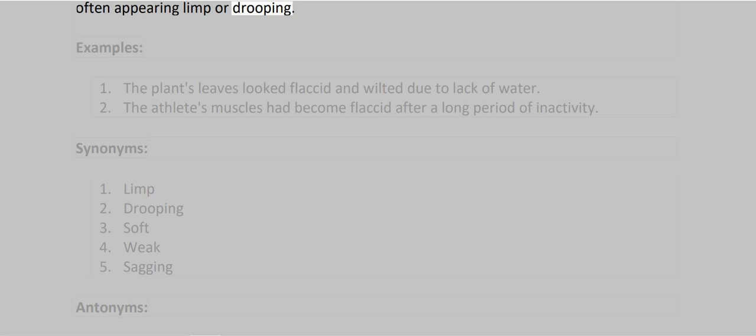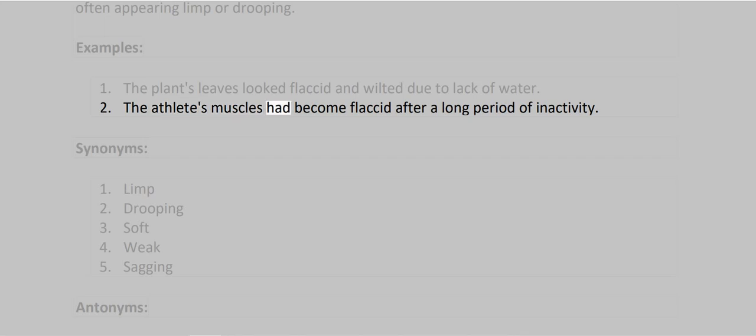Flaccid is an adjective that refers to something lacking firmness, strength, or resilience, often appearing limp or drooping. Examples. 1. The plant's leaves looked flaccid and wilted due to lack of water. 2. The athlete's muscles had become flaccid after a long period of inactivity.